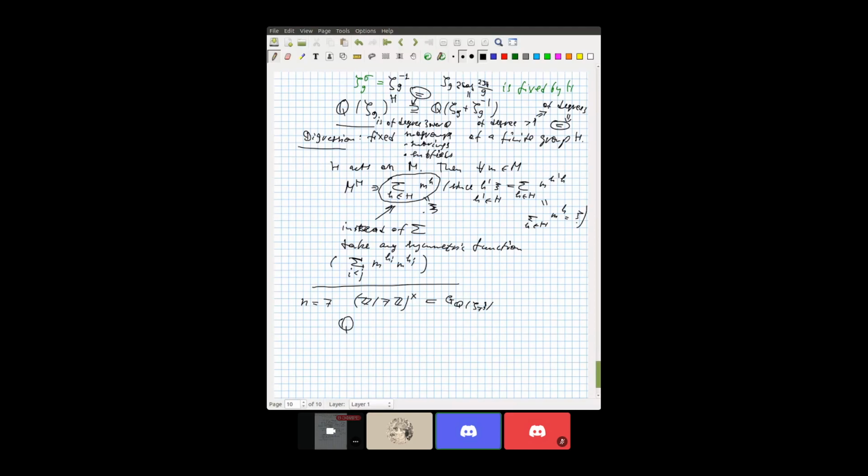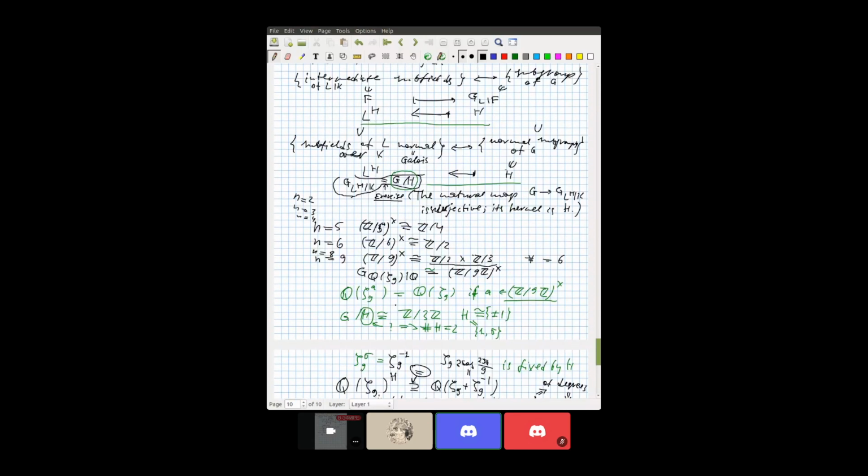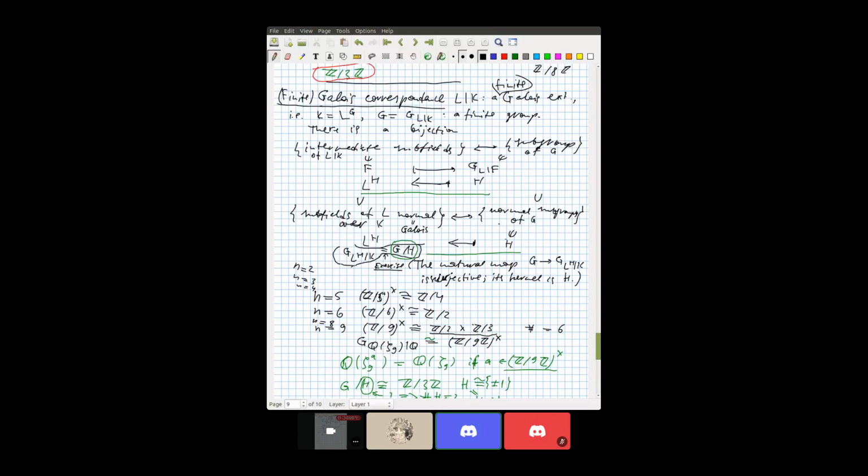You see that here we have a natural isomorphism between invertible residues modulo 7 and the Galois group. But we don't have a natural isomorphism between the Galois group and the residues modulo 6. Because at a certain point we have to use the Galois correspondence, so we have to take invariants of a certain subgroup, in this case of order 2.